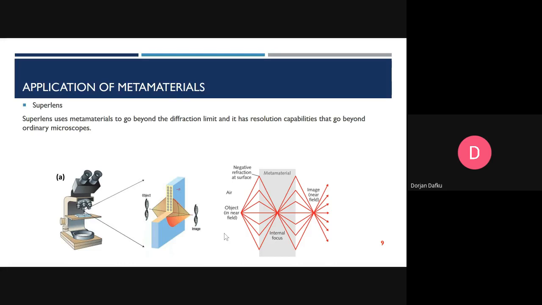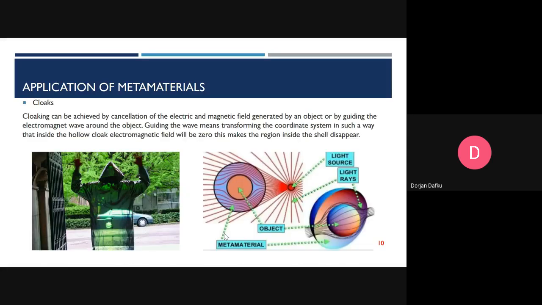The fourth application of metamaterials is cloaking, which can be achieved by canceling the electric or magnetic field generated by an object, or by guiding the electromagnetic wave around the object. So it means that we can transform the coordinate system in such a way that the object inside the electromagnetic field will be 0, and so it will disappear, or look invisible.